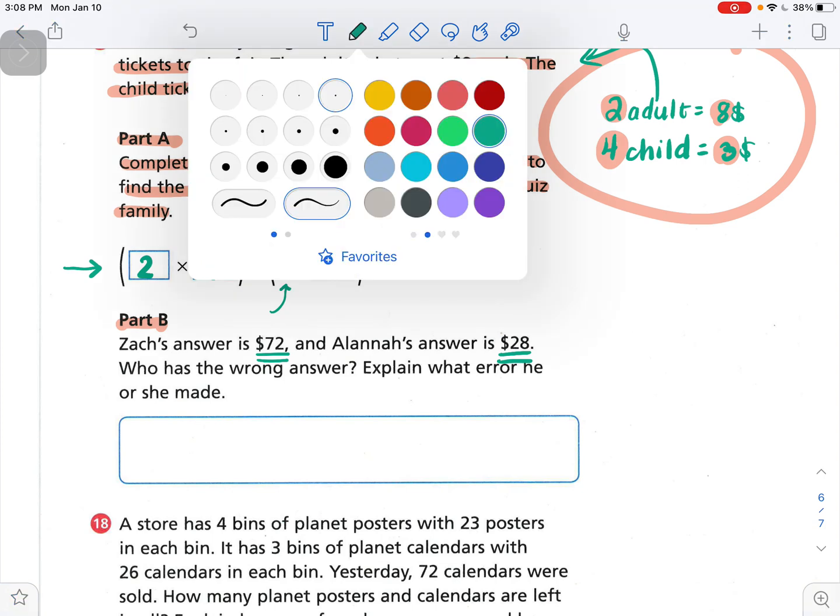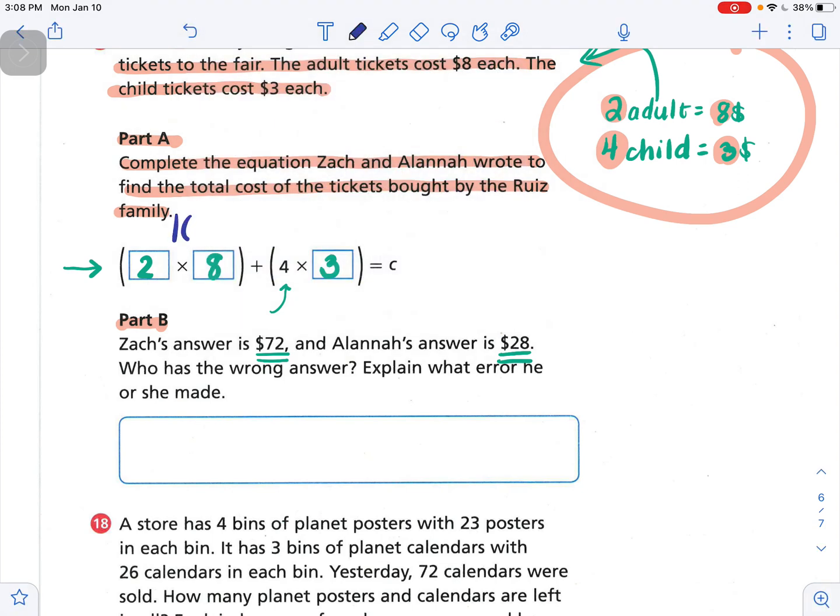So let's solve this. I've got 2 times 8, which is 16. I've got 4 times 3, which is 12. And I'm going to add those together. So 16 plus 12 is 28. It looks like Alana got the right answer. Alana.